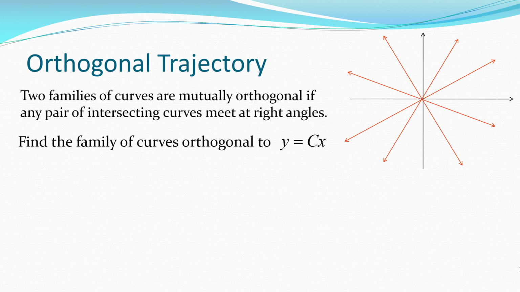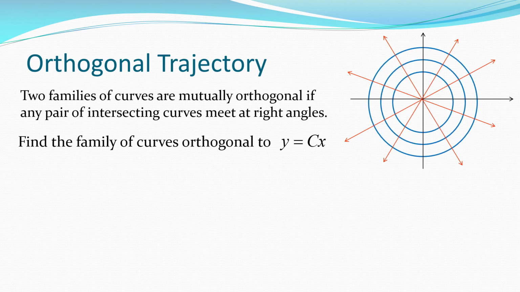So for example, take the family of curves y equals c times x. As we replace c with different real numbers, we get different straight lines that are all going through the origin. Now you can probably look at it and guess that a family of curves that would always be orthogonal to that family would be a set of circles centered at the origin. I want to convince you that that is true.